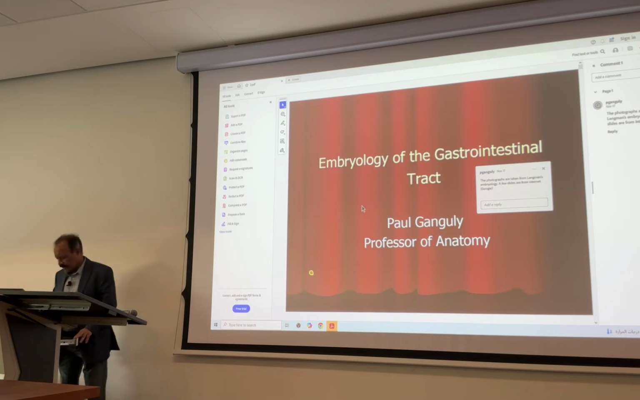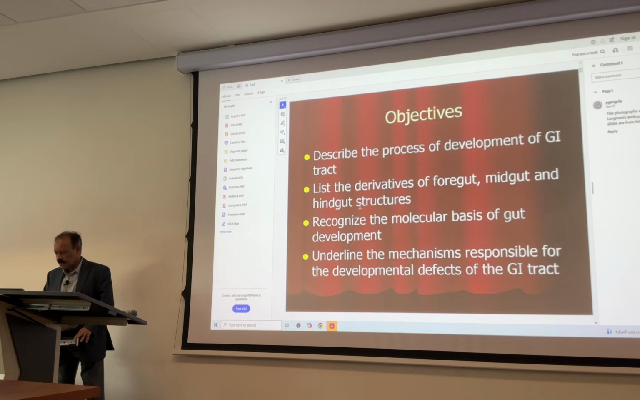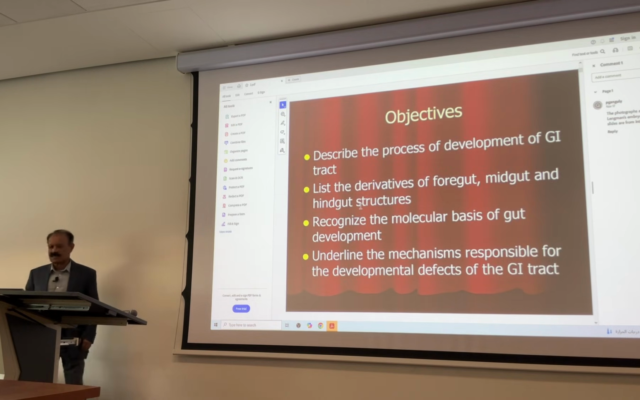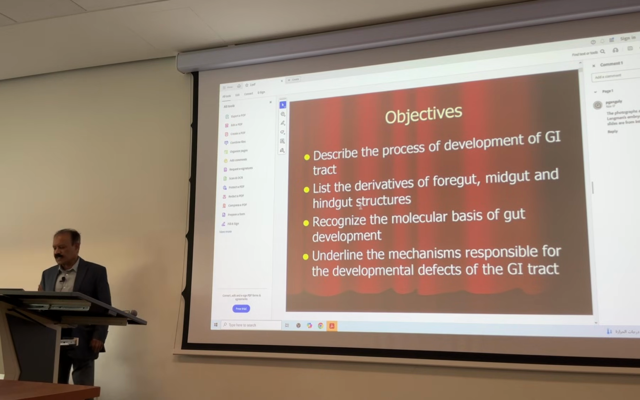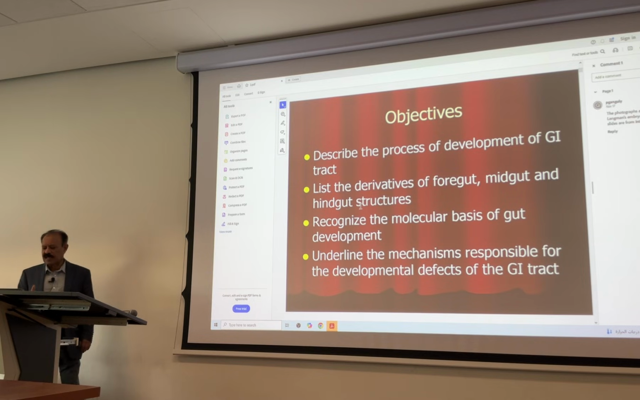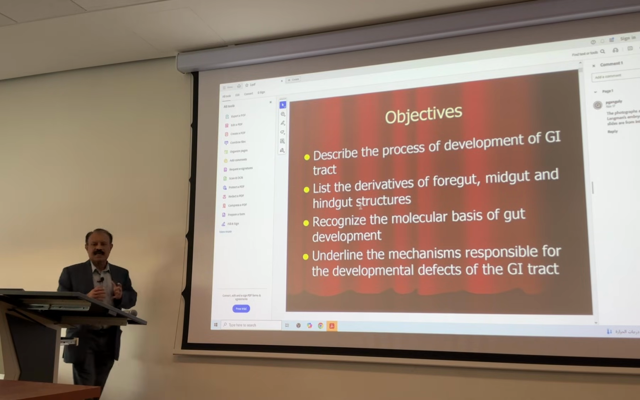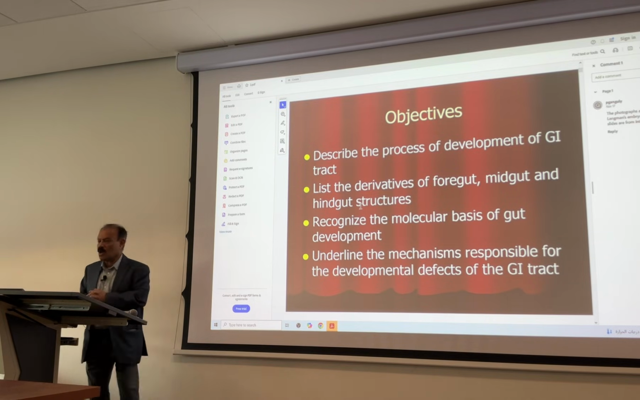So let's see the objectives, what they are saying. Describe the process. Exactly as I said, describe the process. These are the objectives: development of the GI tract. List the derivatives of the foregut, midgut, and hindgut. So the entire GI tract is divided into three parts, which you know already: foregut, midgut, and the hindgut.